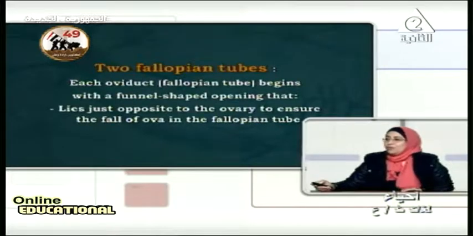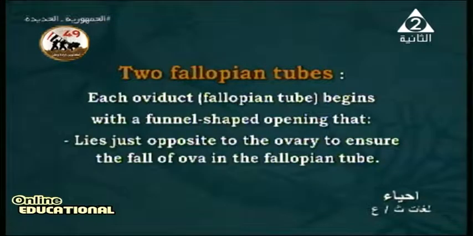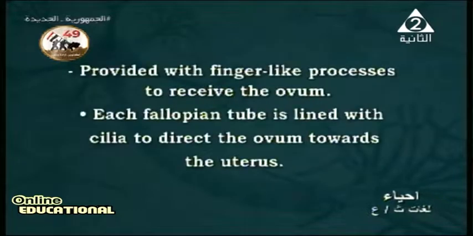What are the two fallopian tubes? Each fallopian tube is funnel shaped, meaning like a funnel. This tube can pick up the ovum from the ovary and push it inside the fallopian tube and go inside the uterus. Okay, this is the structure of the fallopian tube, provided with finger-like processes. These fingers contain cilia, which receive the ovum, and each fallopian tube is lined with cilia to direct the ovum toward the uterus.